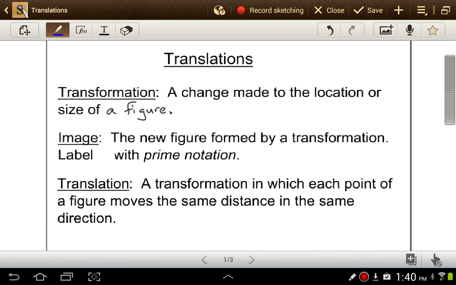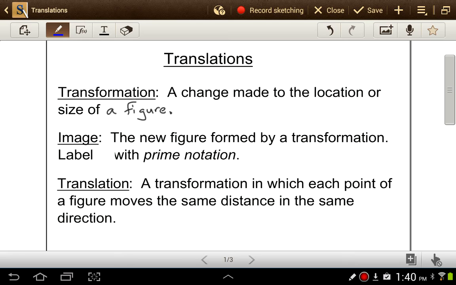When you do a transformation, you have an image, and an image is the new figure formed by a transformation, and you label it with prime notation. I'll show you what prime notation is, but you pretty much are putting an apostrophe after your letters so that you know which one is the original figure and which one is the image, the new figure. That's how we label our images.